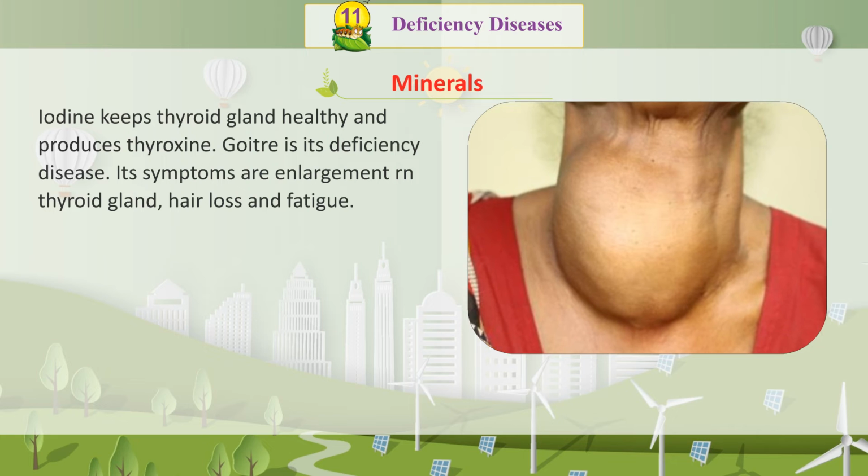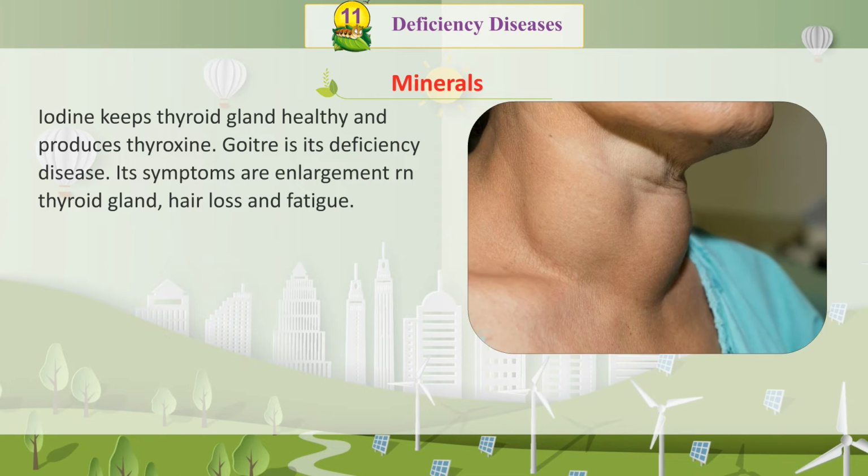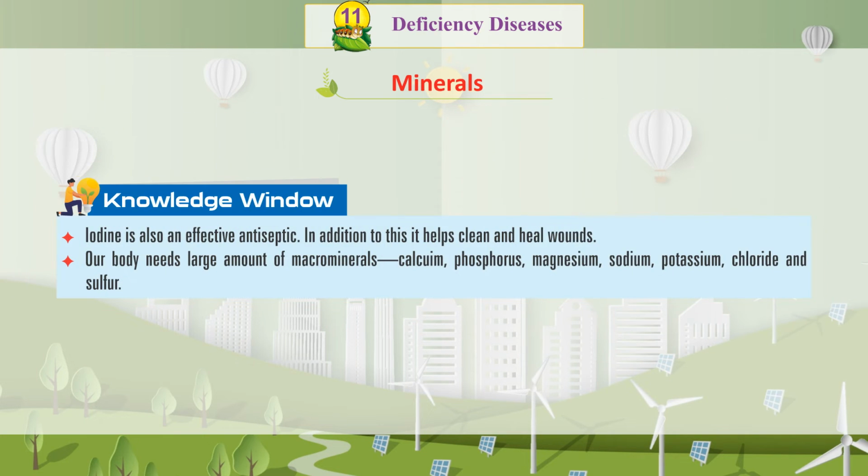Iodine keeps the thyroid gland healthy and produces thyroxine. Goiter is its deficiency disease. Its symptoms are enlargement in thyroid gland, hair loss, and fatigue. Knowledge window. Iodine is also an effective antiseptic. In addition to this, it helps clean and heal wounds.